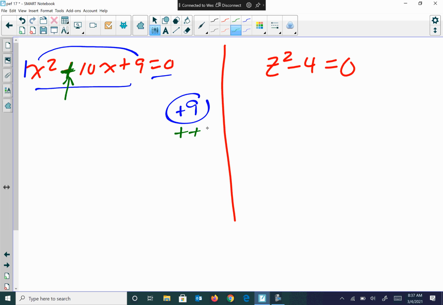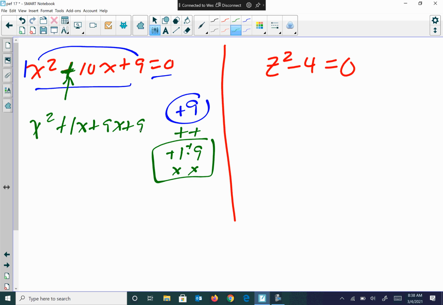So what factors of 9 add to 10? What 2 numbers? 1 and 9. Yeah, 1 and 9 added together give me 10. If I chose 3 and 3, they added together give me 6. So you got positive, positive, x, x. So I'm going to get x squared plus 1x plus 9x plus 9. Of course, I could have flip-flopped the 9x and the 1x, and it's still going to work.